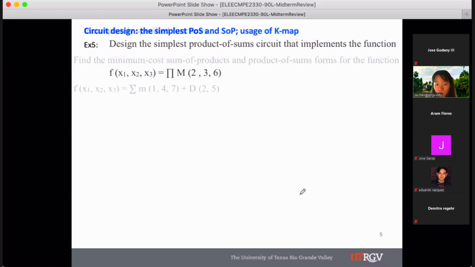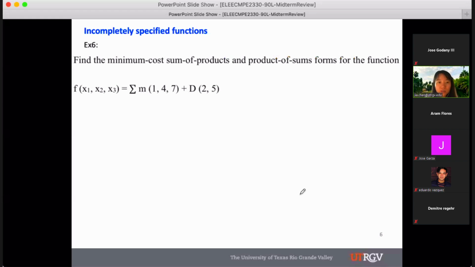Okay. Now let's look at the next one. Next topic is kind of different. Here, if I want to find the minimum cost SOP and POS, first of all, you should know how to find POS and SOP both for a given function. But the difference is this part. As we said, the D's mean don't care, meaning those cases will not happen in reality. Then in the K-map, you fill it up with D.